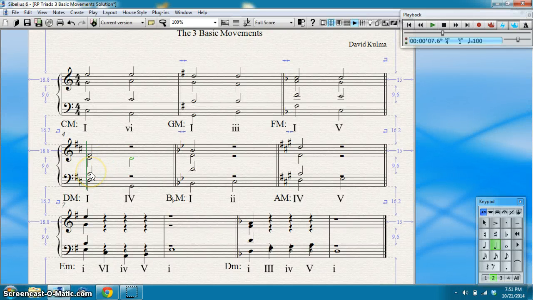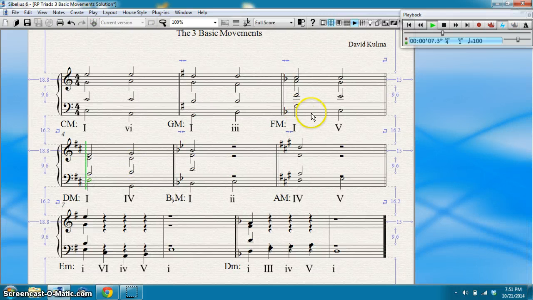Right, so my A can either move up to B or down to G, while my F sharp can only move up to G by step. So I move that to G, which means that my A will move up to B. So notice a common tone and two steps moving in the same direction with the bass leap going from root to root. Let's hear 1 to 4.